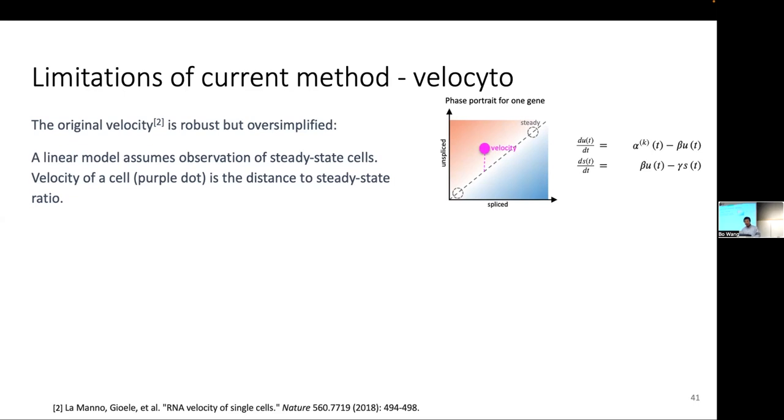One of the key assumptions behind the original velocity, which is very robust but oversimplified, is a strong assumption that all the parameters in the differential equations are constant across every cell, which is not true, because different cell types have different rates of splicing. But they have to make this strong assumption to solve these differential equations. In other words, they have a strong linear model assumption, that all the parameters in the differential equation that dominate the velocity are constant across all the cells and all the genes. This is a very strong assumption.